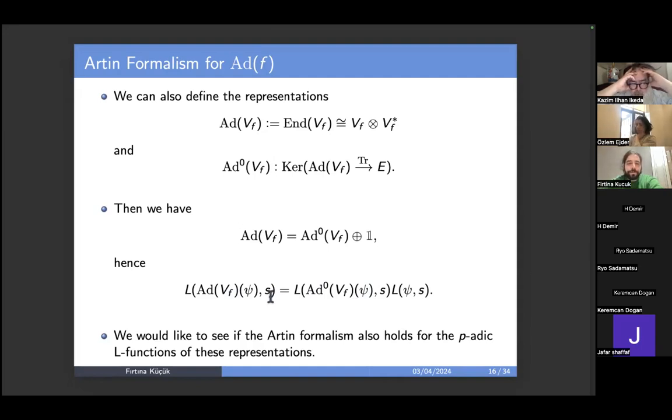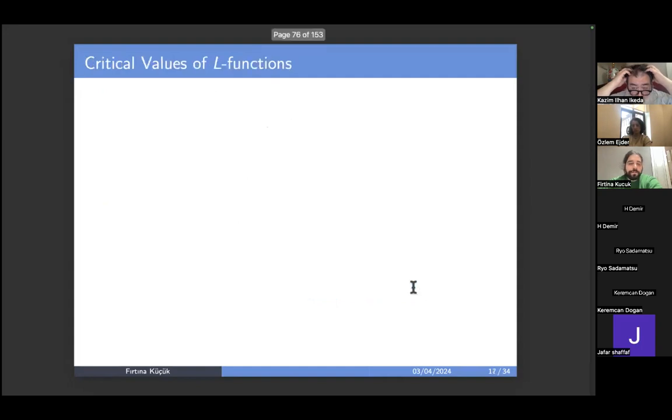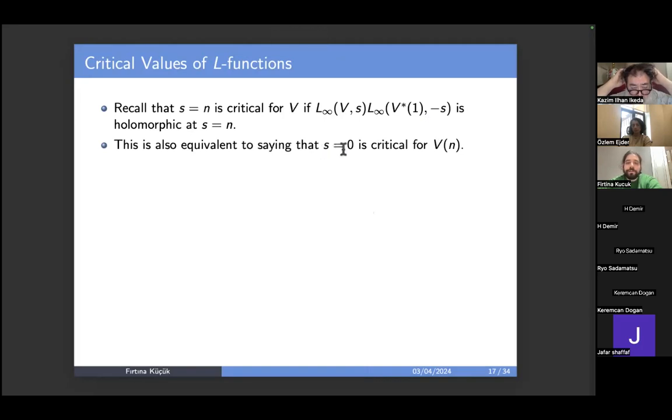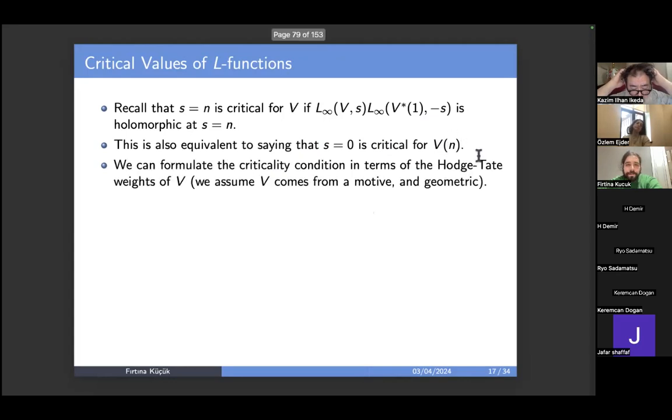However, what if we don't have critical values? First of all, we won't even know if we can attach a p-adic L-function to this. And it can be the case if the critical values for this and this do not coincide. In this case, things get harder. And recall that s equals n was critical if that product was holomorphic at s equals n. It is also equivalent to saying that s equals 0 is critical for every twist by the nth power of the cyclotomic character. And we can formulate this criticality condition in terms of Hodge-Tate weights of V.